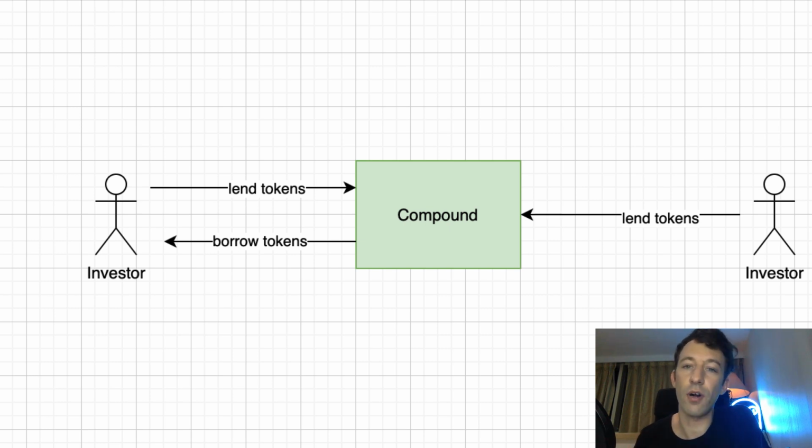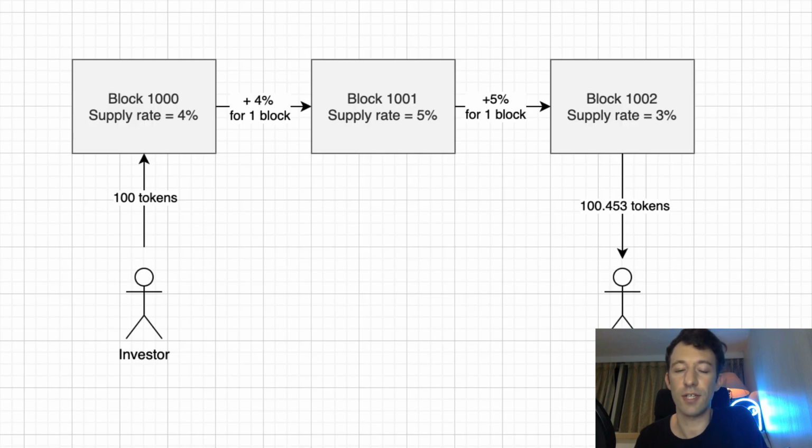As a lender on Compound, you get paid what we call the supply rate. So let's say that you're an investor, you invest 100 tokens in Compound, and the supply rate is 4%. This is a variable rate that is valid for one block. So that means you will make 4%, but 4% is annually. So if you kept your tokens invested for 1 year, at the end, you would get 4%.